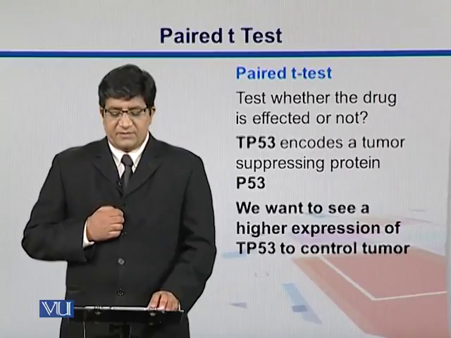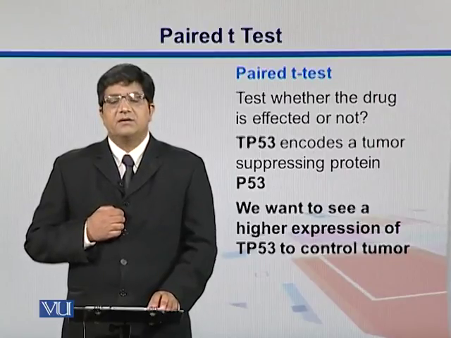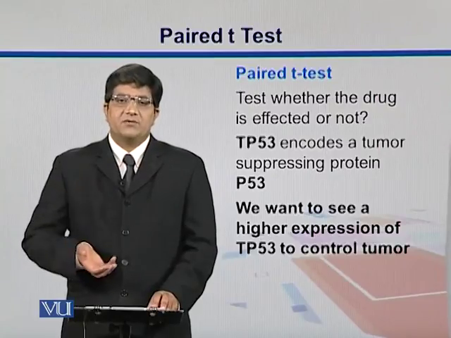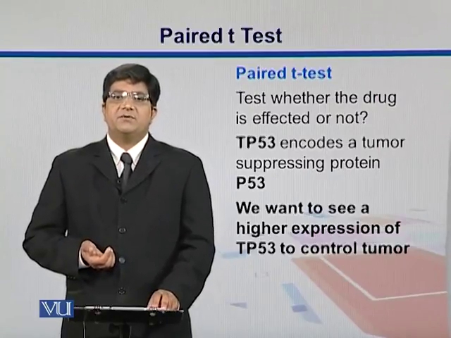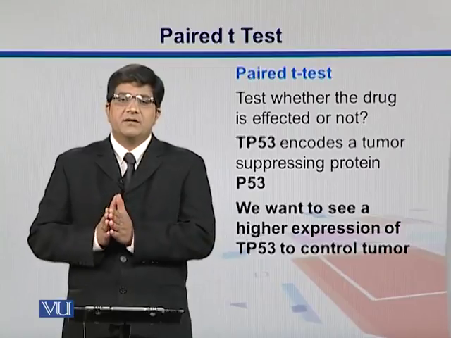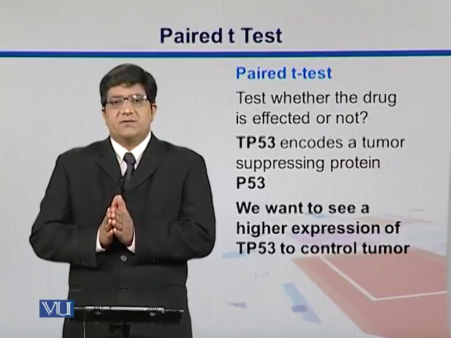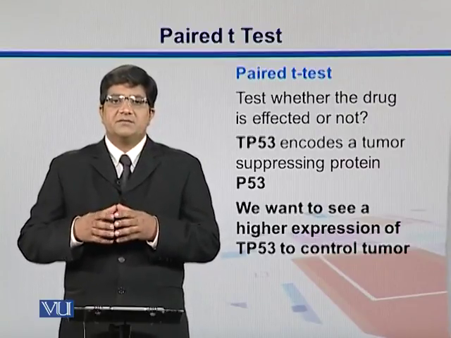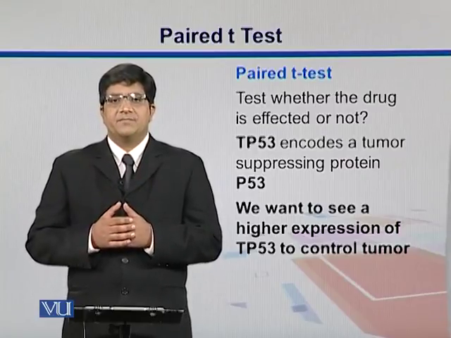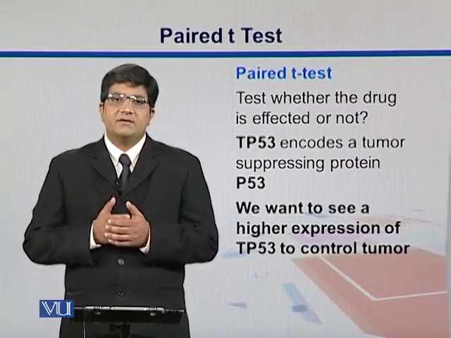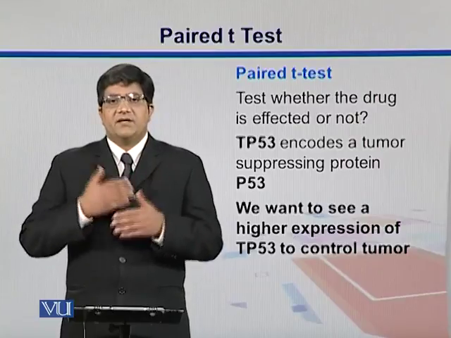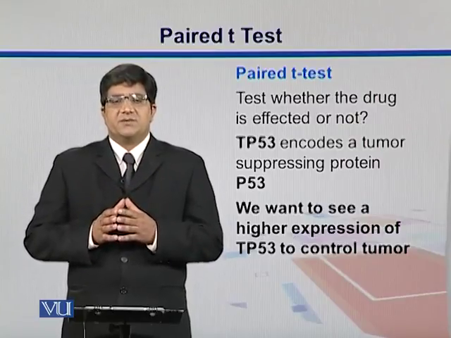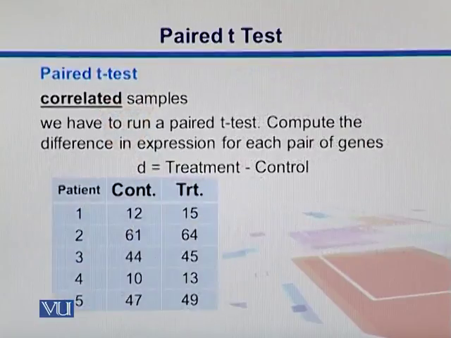We want to test whether the drug is effective or not. For this drug to be effective, we want to see higher TP53 expression. So after treatment, P53 protein should be more in these cells. Since we are doing expression studies, the messenger RNAs should be high. Since we are capturing messenger RNAs, our hypothesis is that the gene expression is higher. Since these samples are correlated, we have to run a paired t-test.